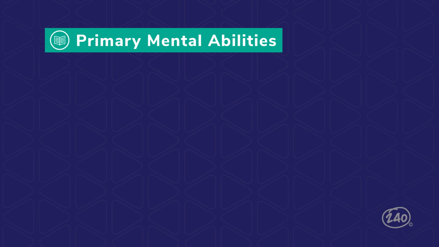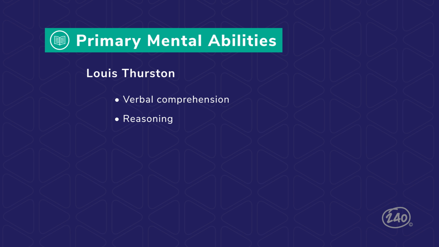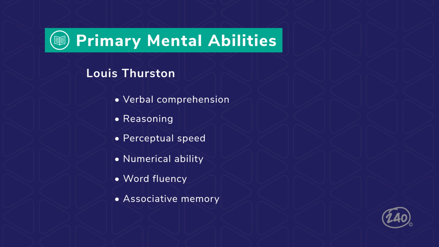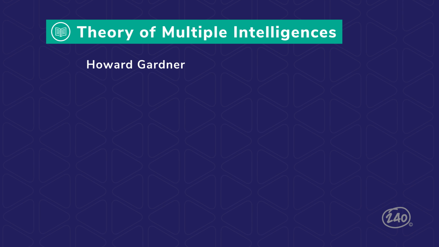Then we had Lewis Thurston, who developed a multiple factor view of intelligence based on 7 primary mental abilities: verbal comprehension, reasoning, perceptual speed, numerical ability, word fluency, associative memory, and spatial visualization. Howard Gardner's theory of multiple intelligences offers 8 distinct forms of intelligence, which can't be numerically measured or expressed.